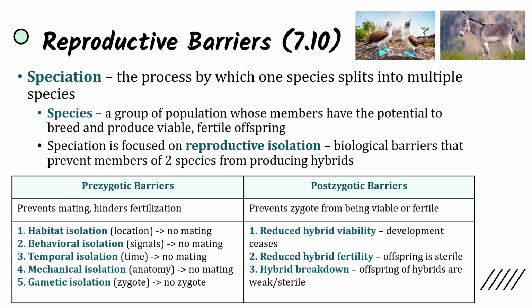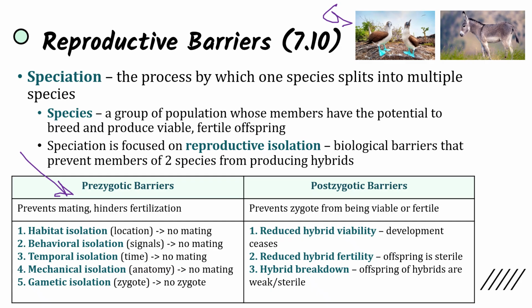so from actually reproducing. So we have prezygotic barriers, which are going to be pre-zygote, sperm and egg fertilization. And so this is going to prevent mating or hinder fertilization, such as habitat isolation. If these species live in different areas, they're not going to be able to reproduce. They're separate species. If the organisms have different behaviors that don't allow for mating, for instance, the blue-footed boobies have to dance with their blue feet in order to gain a mate. And if another organism can't do this, it's part of a separate species.